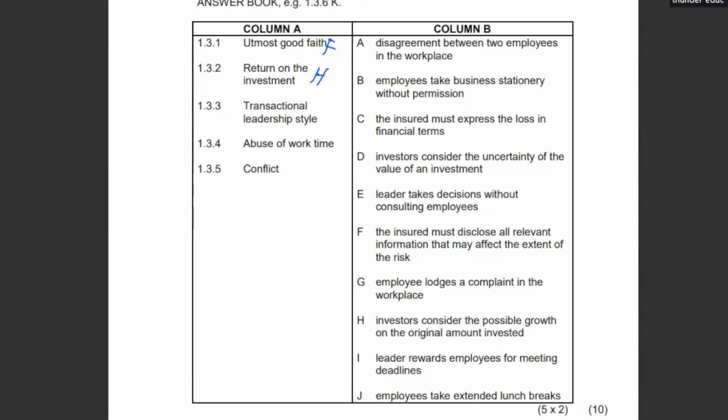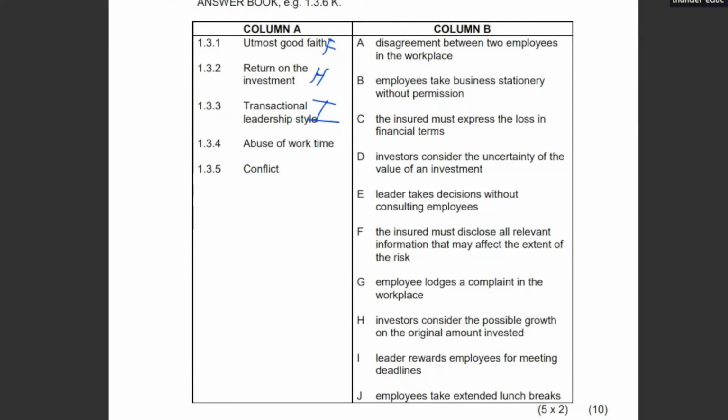This one of transactional leadership style, remember, this is where the employer or the CEO or the supervisor normally gives out rewards after the completion of a task. Also, those who fail to complete a task within the stipulated time period actually get punishment. So if we check the option that best suits 1.3.3, it is I, where it says a leader rewards employees for meeting deadlines. So in this regard, I is our appropriate answer. Okay, right. Grade 12, let's move on to the next question.